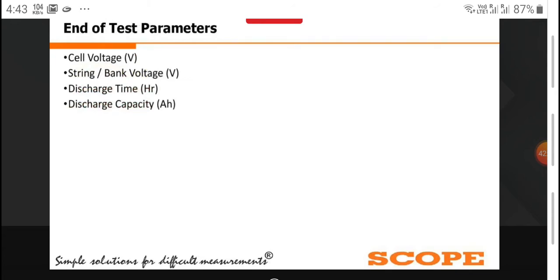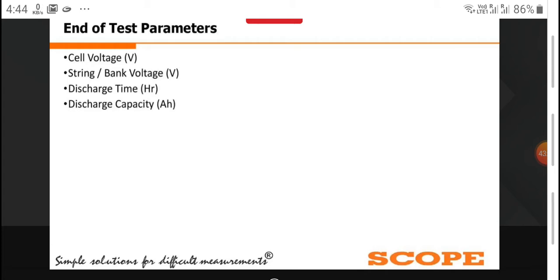So there are some test parameters you need to select while you are doing the discharge test. You need to put in some values while doing the test. One is the cell voltage, one is the string voltage, one is the discharge time, and one is the discharge capacity, that is the battery bank capacity. You need to put in these values whenever you are doing the test.